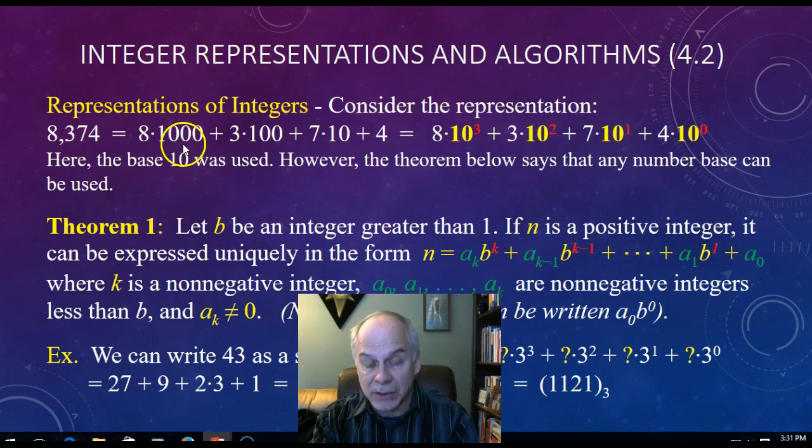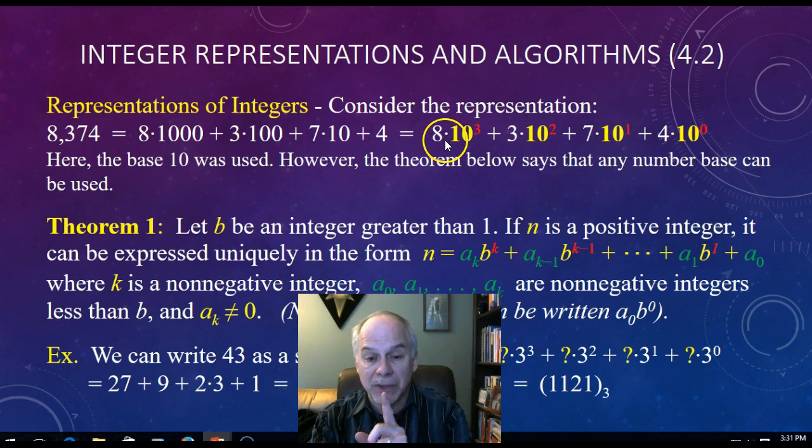Now we're so used to dealing in base 10, where the first digit in this case represents 1,000. So 8 times 1,000. The second digit is the hundreds place, so 3 times 100. The third digit is the tens place, so 7 times 10, and the last digit is the ones place, or 4 in this case. But I could represent that using powers, exponents of 10. So, of course, 1,000 is 10 to the third power, 100 is 10 to the second power, 10 is 10 to the first power, and 1 is 10 to the zero power.